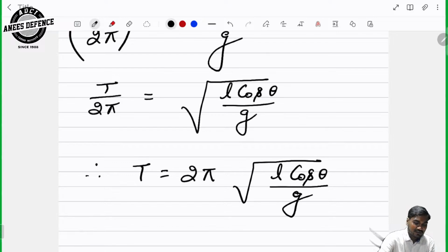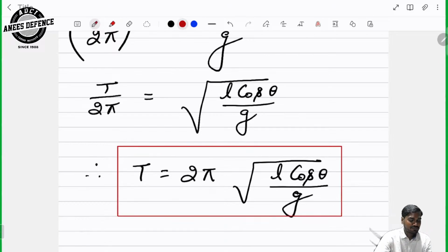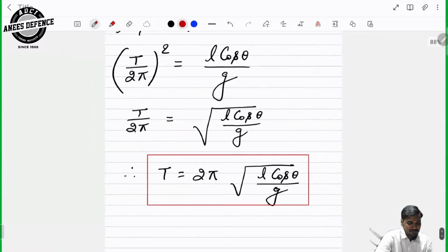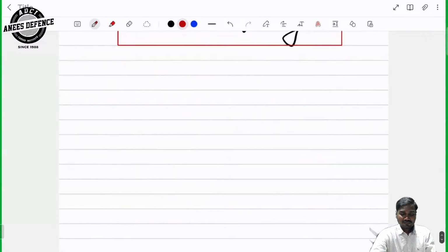So we have calculated the angle as well as the time period. This is the time period in the case of a conical pendulum.